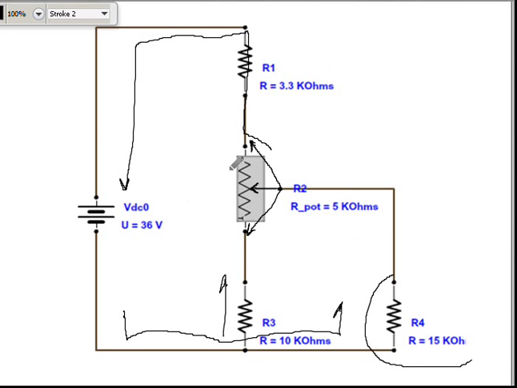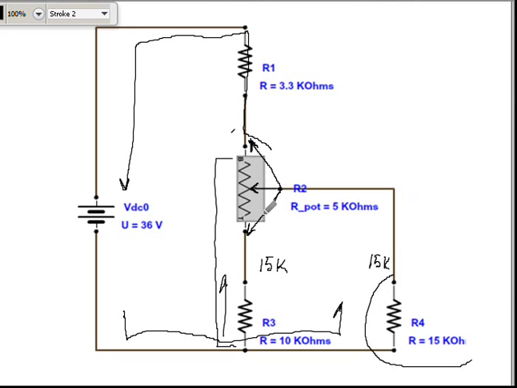All right. So with the resistor tuned all the way to the top here, this 5K R2 is then straight in series completely with this R3, giving us a 15K branch there to go along with the 15K branch over here.